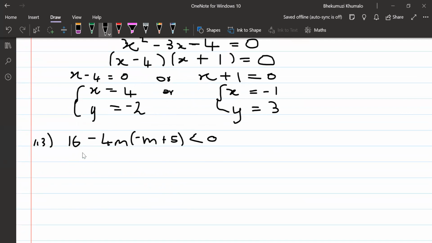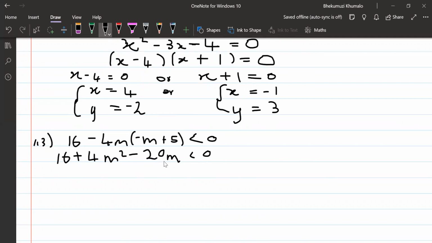So now, when we simplify this inequality, it's 16, minus, so it's minus 4m times minus m. If it's minus 4m times minus m, then it's positive 4m squared, correct? And it's minus 4m times 5, so then it is minus 20m. That is all supposed to be less than 0, right?